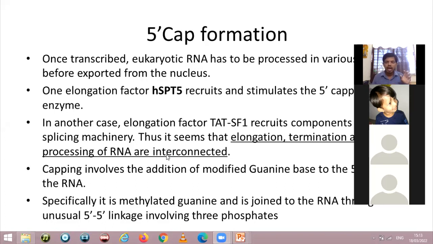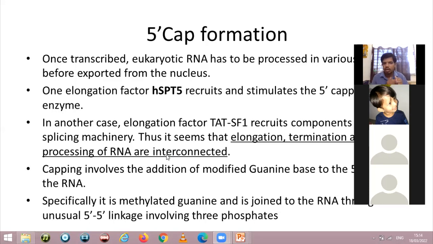Initiation is what? That the RNA polymerase will bind over the promoter region, right, or over the DNA, then it will start the transcription. Now the actual addition of the ribose sugars in a particular strand is called the elongation. For the initiation, there are certain factors required, that is general transcription factors, right? Transcription factor 2B, A, B, F, E, H, right? Likewise, here also there are certain elongation factors which are called HS55 and P80SF1. One by one, we will learn the role of these elongation factors.